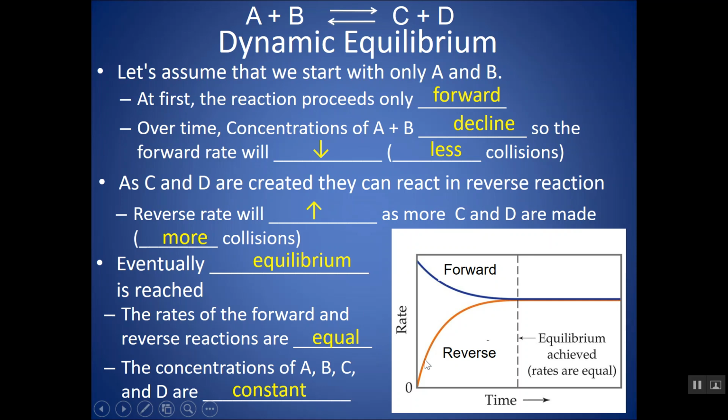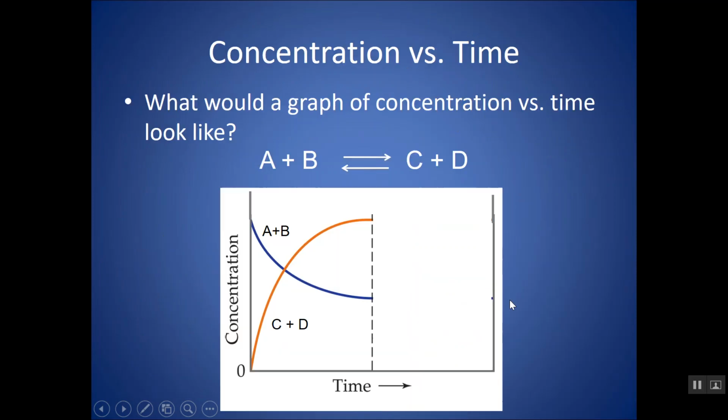So this is my graph of rate versus time. Okay, notice I start at different rates and they converge to the same value. The reverse reaction's getting faster until it gets to equilibrium. The forward reaction's getting slower. Now, if this were concentration versus time, the graph would look slightly different.